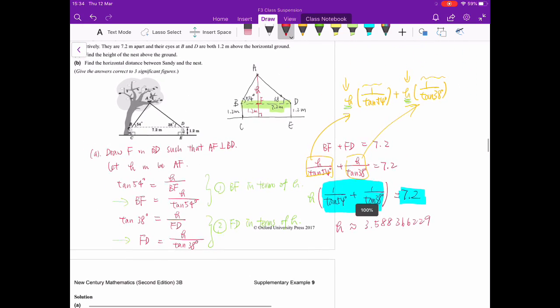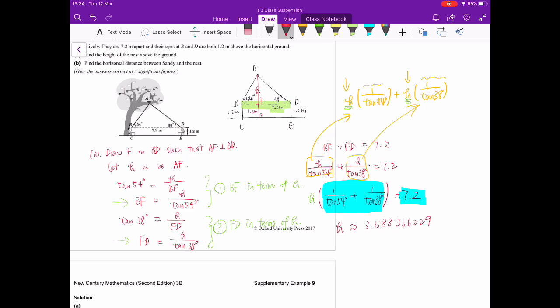And finally, the answer, the height of the nest. Therefore, the height of the nest equals H, meaning this long decimal, plus the remaining part 1.2. So after correcting to 3 significant figures, the answer should be 4.79 meter. Okay, so this is the answer for part A only.